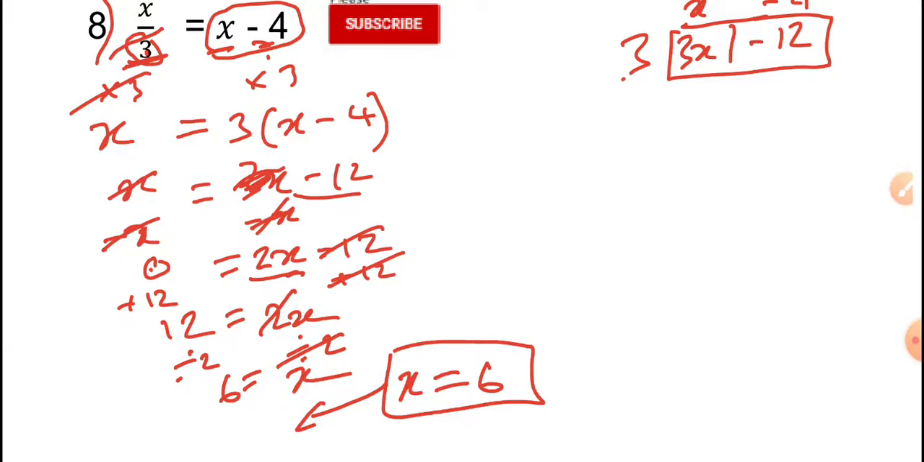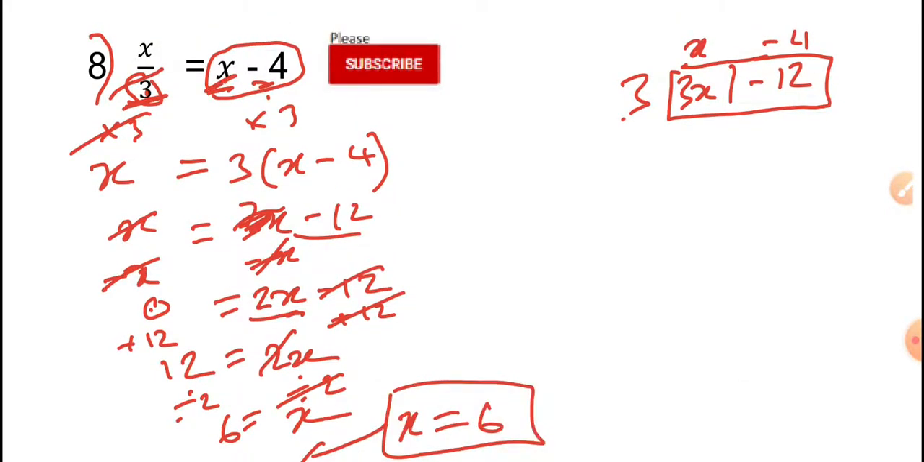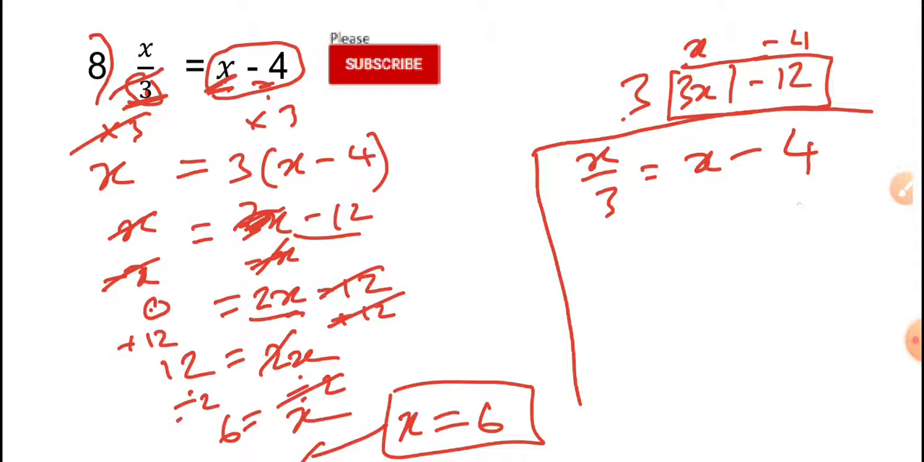But remember, now go and substitute this. Wherever you see x now, put 6 in, see if it works. If it does work, if once you've put 6 in, it balances, then it's fine. So I'll just do a quick example of substitution here. So the question started off with x over 3 is equal to x minus 4. Now wherever I see x, I'm going to replace it with 6. So instead of x over 3, it's going to be 6 over 3 is equal to, instead of x minus 4, it's going to be 6 minus 4.